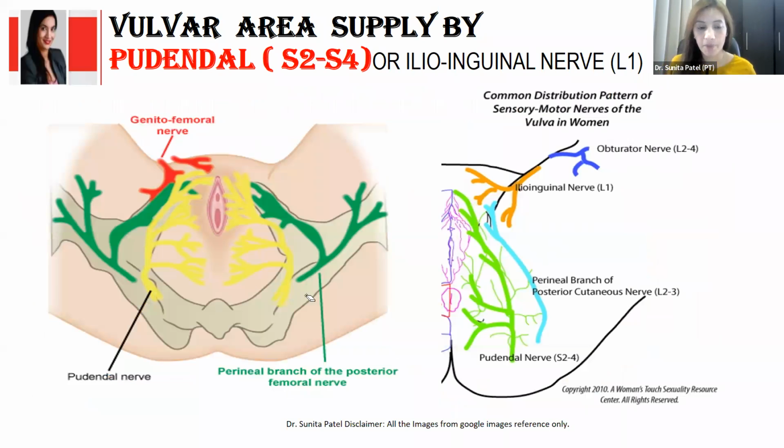Again, this is a picture which will give you the understanding of the pudendal nerve. Pudendal means shameful in Greek. It is a Greek word, and the meaning is shameful area. So this nerve which supplies the shameful area, they term the pudendal nerve, the shameful nerve. So this nerve is going to supply this whole area.